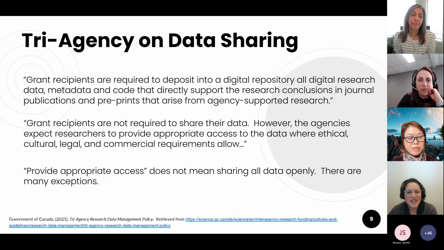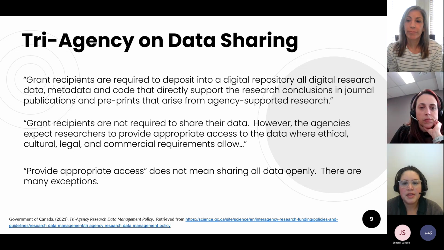So they're not required to share the data. I really want to underscore that point. It's not a requirement. However, there is an expectation that when it is allowed based on ethical, cultural, legal, and commercial requirements, that does happen. So providing that access when possible is the underlying thought.